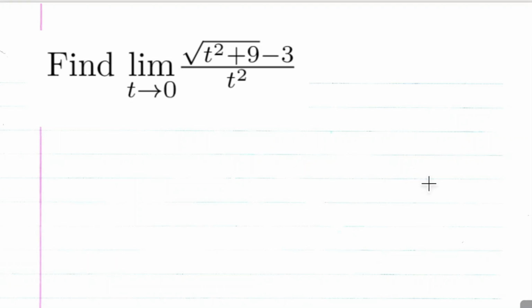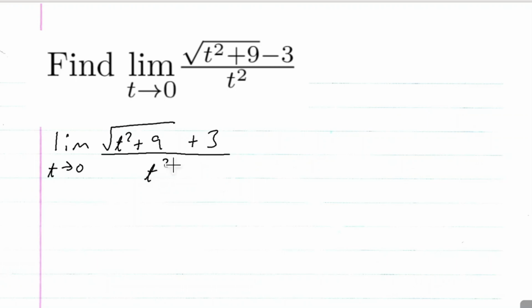Okay, so we're going to find the limit as t approaches 0 of the square root of t squared plus 9 minus 3 over t squared. So let's go ahead and start here. The limit as t approaches 0 of the square root of t squared plus 9 minus 3 all over t squared.